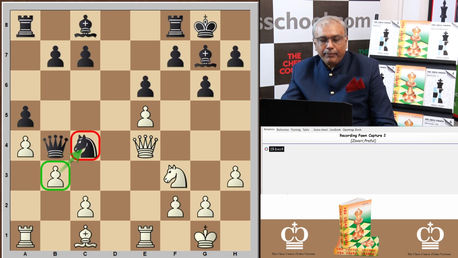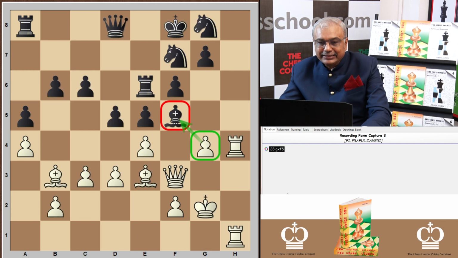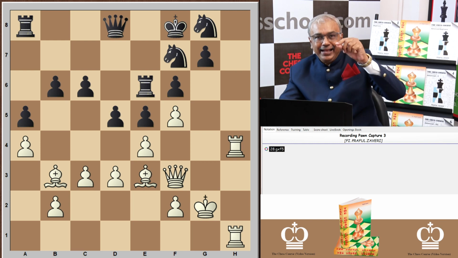Our next example: it's the turn of white, his pawn on b3 decides to capture this knight on c4. So the notation would be recorded as B captures c4, B into c4, that is how we write. Example number 3: it's the turn of white, his pawn on g4 is capturing the bishop on f5. The notation is G into f5. G captures f5, and of course while writing, the capture sign is a small x, so G x f5.